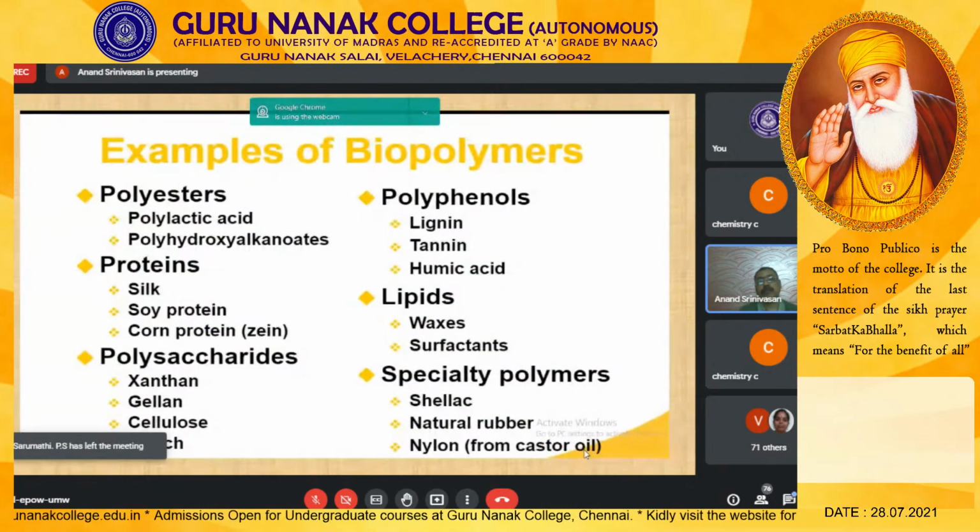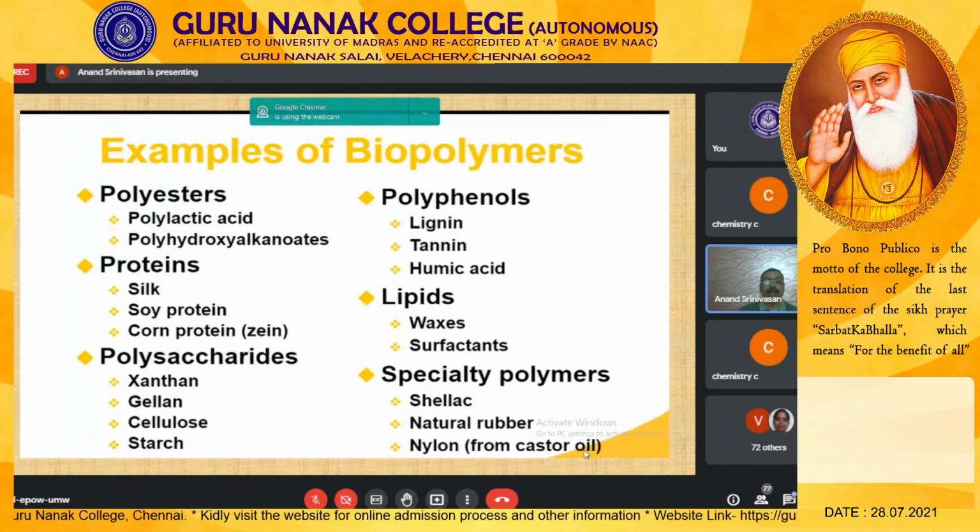And examples of your biopolymers, there are plenty of functional groups. Polyesters belong to this category, polylactic acid. Though it is called polylactic acid, it's a misnomer. It's a lactide only, it is polylactide. Similarly, polyhydroxyalkanoates, which are also esters. Then polyphenols, you have lignin, tannin, and humic acid. Then proteins, you have silk, soy protein, and corn protein. And lipids, you have waxes, surfactants. And polysaccharides, you have xanthan to starch. And you have specialty polymers, as I told you, shellac, natural rubber.